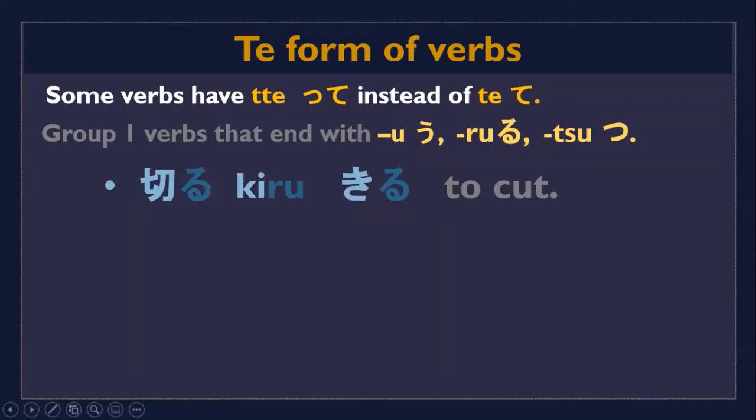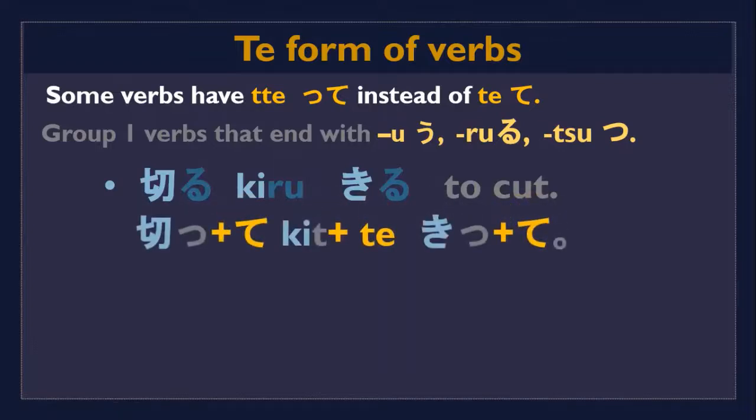So to cut is 切る, kiru. And this is a group 1 verb. Kiru is a group 1 verb. So kiru will be 切って, kitte.